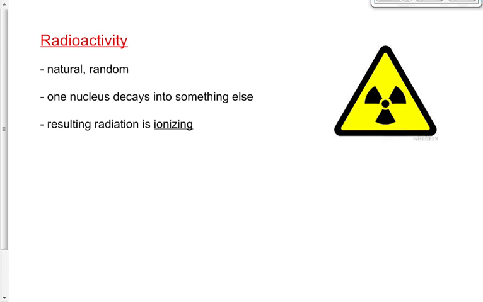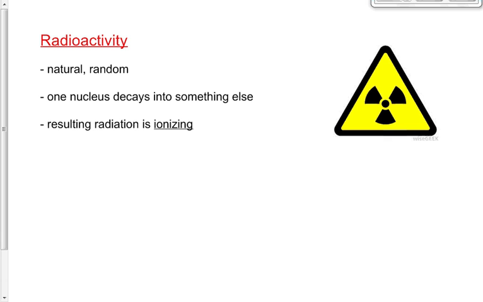Now we're going to talk about radioactivity, which you're going to see in a little while, requires us to know this isotope notation. Radioactivity is a natural process. That means it happens on its own. It's a random process, which means it happens when it wants to happen. So in other words, we don't control whether it happens or not, and if it does happen, we don't control when it happens.